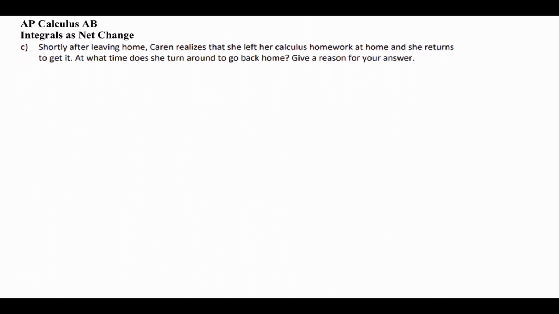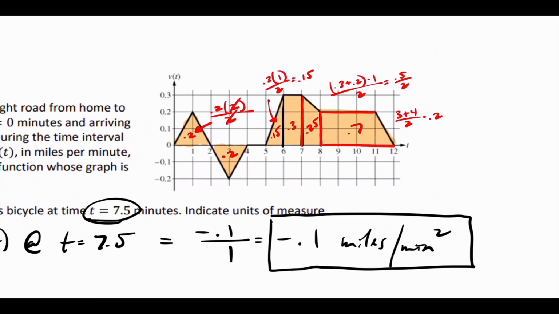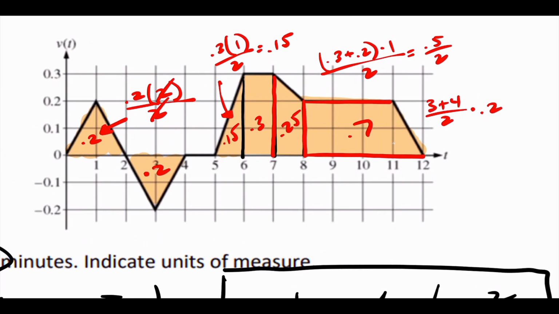C. Shortly after leaving home, Karen realizes she left her calculus homework at home and she needs to return. At what time does she turn around and go back home? And how do we know? So at some point during her 12-minute journey, she had to go back home to get her homework. Where is it and how do we know that's where she left off? Where it goes under the x-axis.